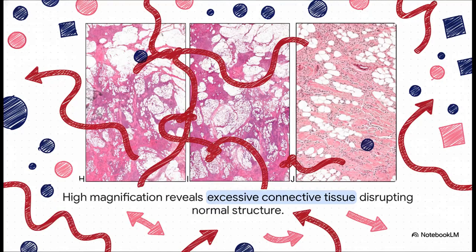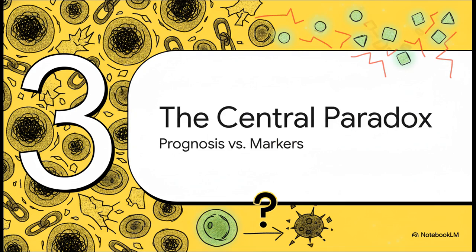And when we zoom in on that histology, the cause becomes crystal clear. This isn't just a tumor made of malignant cells. It's a massive, excessive proliferation of fibrous, cancer-associated connective tissue. This fibrosis is the real culprit. It's what's disrupting the normal, orderly structure of the breast and creating that haphazard pattern that we see as architectural distortion.